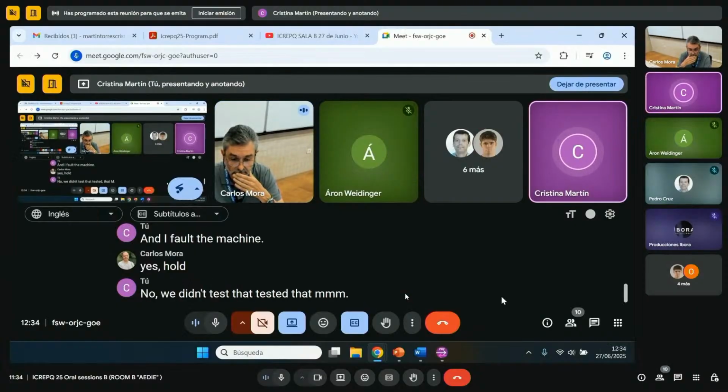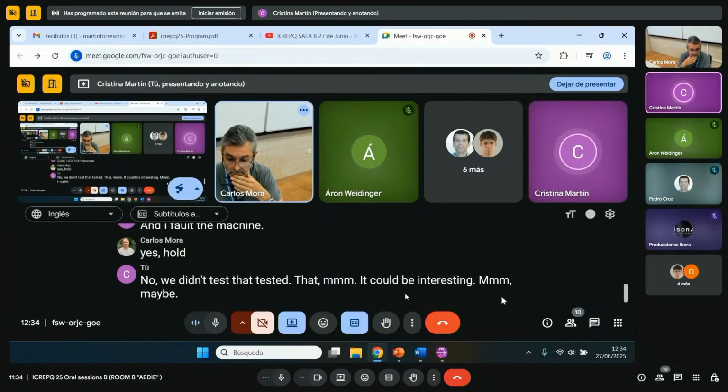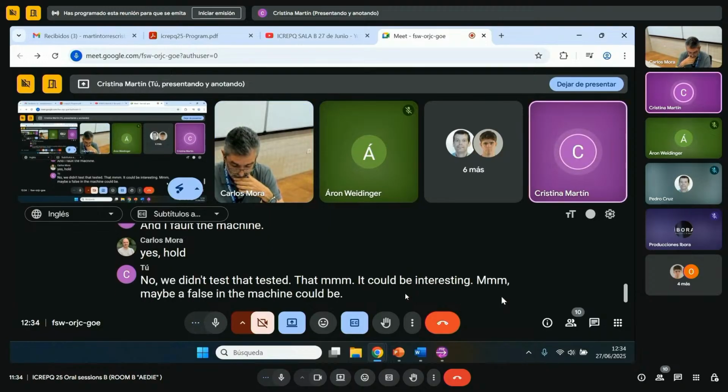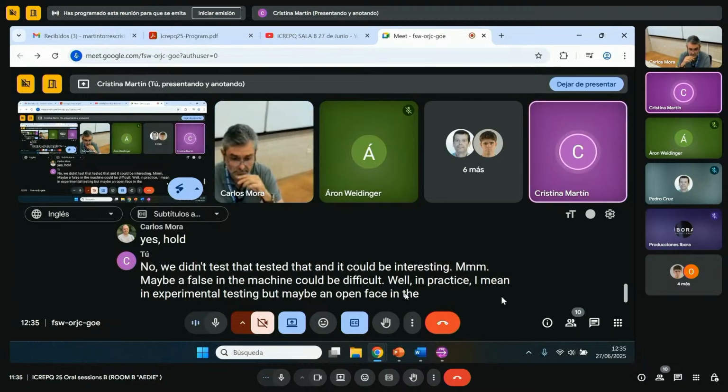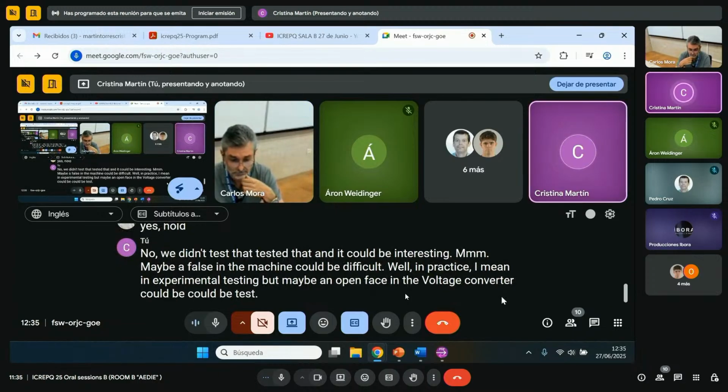Faults in the machine? Yes. Faults? No, we didn't test that. It could be interesting. Maybe faults in the machine could be difficult, well, in practice, I mean, in experimental testing. But maybe an open phase in the voltage converter could be tested easily. It could be a good test, but we didn't do it. This is our first contribution in this topic.